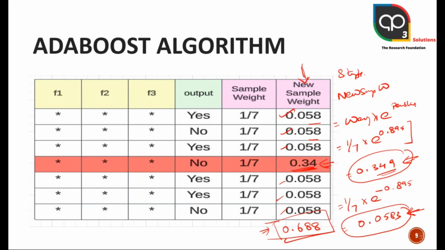So we need to find the normalized weight. To find the normalized weight, we can divide all these new sample weights by the summation of all new sample weights.